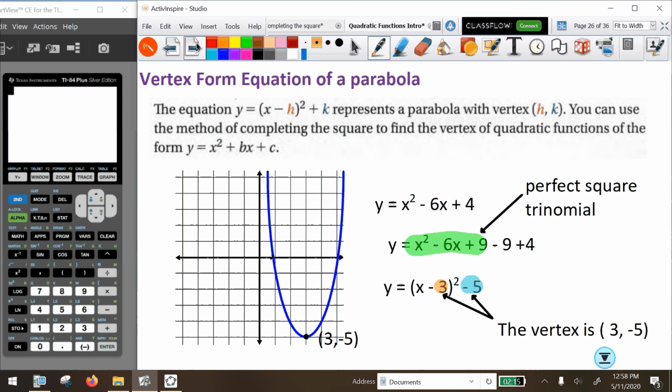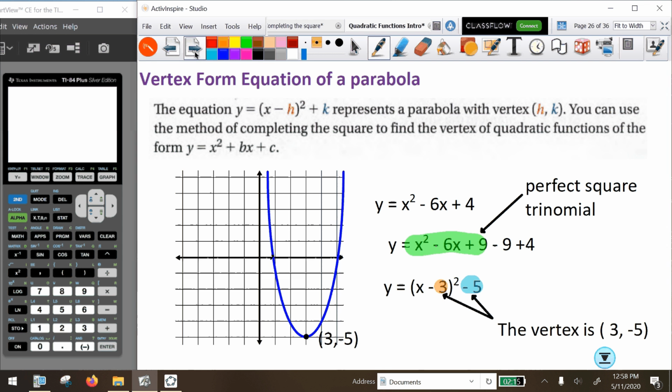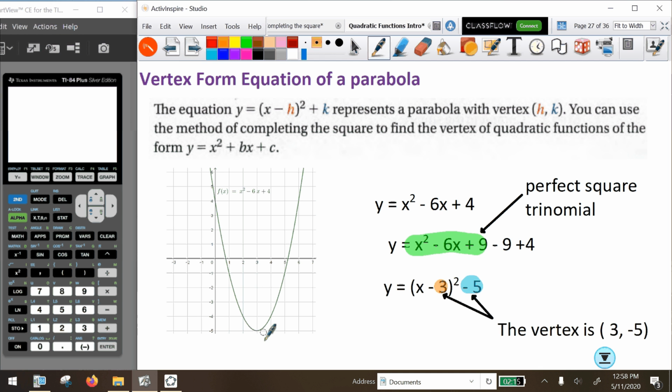Let's do another example. By the way, that's the same function. I just used a program to graph it. So I guess my graph was a little bit off, but the vertex was correct. All right, so let's do another problem.